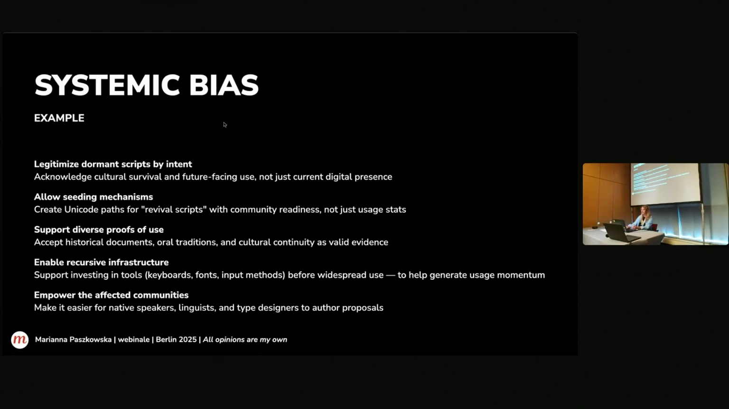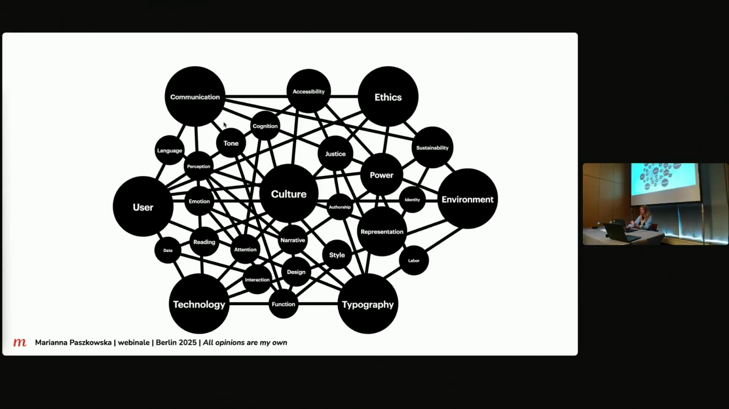So that's an example. It's a big digression, I do recognize that. But I think as we work with AI, we really have to look at biases. They're really getting amplified there. So that's an example of how we would move away from that problem with the encoding of the marginalized scripts, right? So we need a seeding mechanism. We need to legitimize scripts based on intent and community readiness. Accept proxy forms of evidence and invest in infrastructure very early, like keyboards, fonts, and input methods.